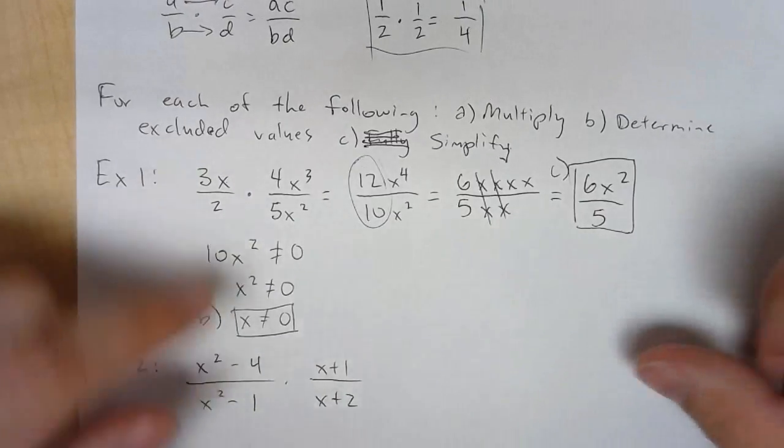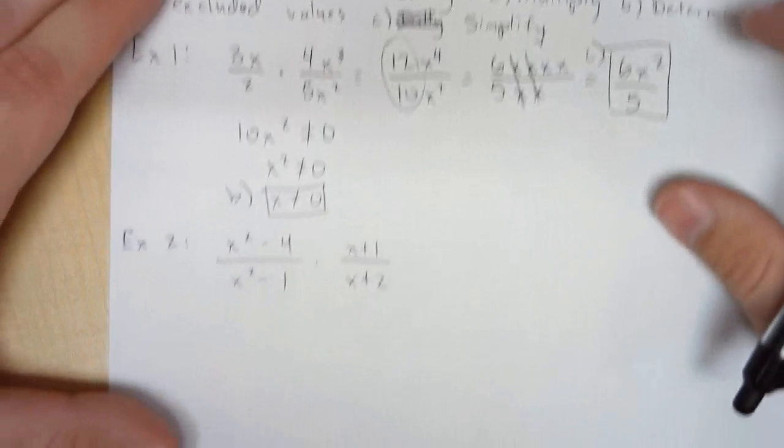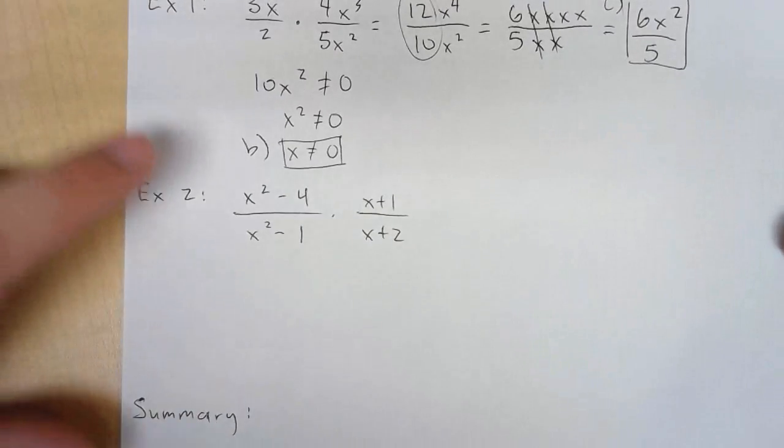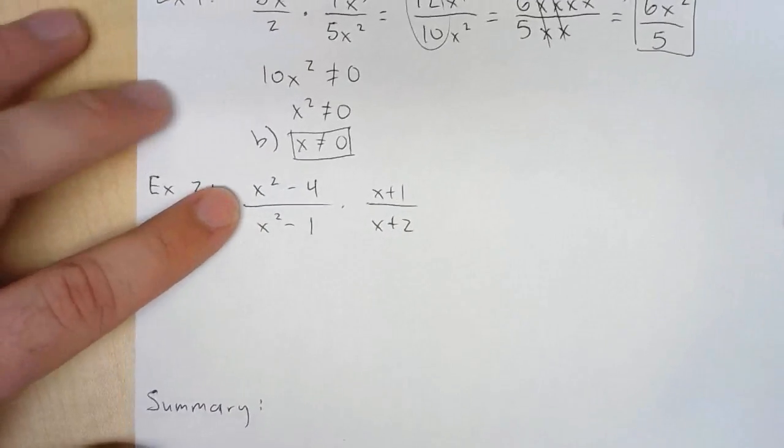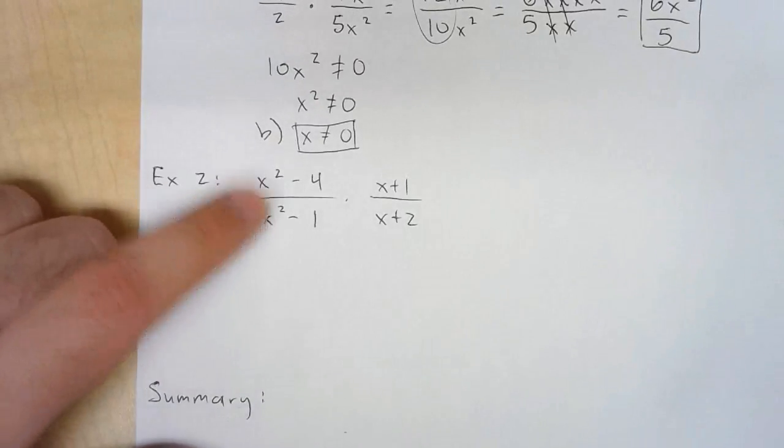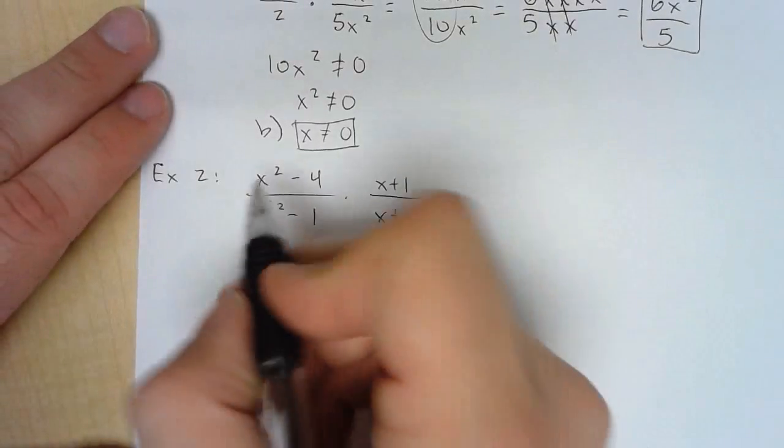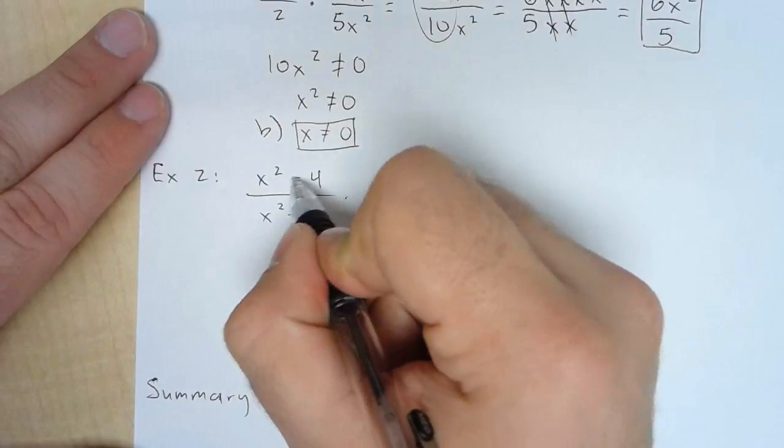So this is pretty straightforward if we have a simple monomial times a monomial. Unfortunately, when we get down to binomials, we're going to have to do some more work. The first thing I'm going to suggest you do here is factor. Always, always, always try to factor. So don't forget we have a difference of squares. There's subtraction.